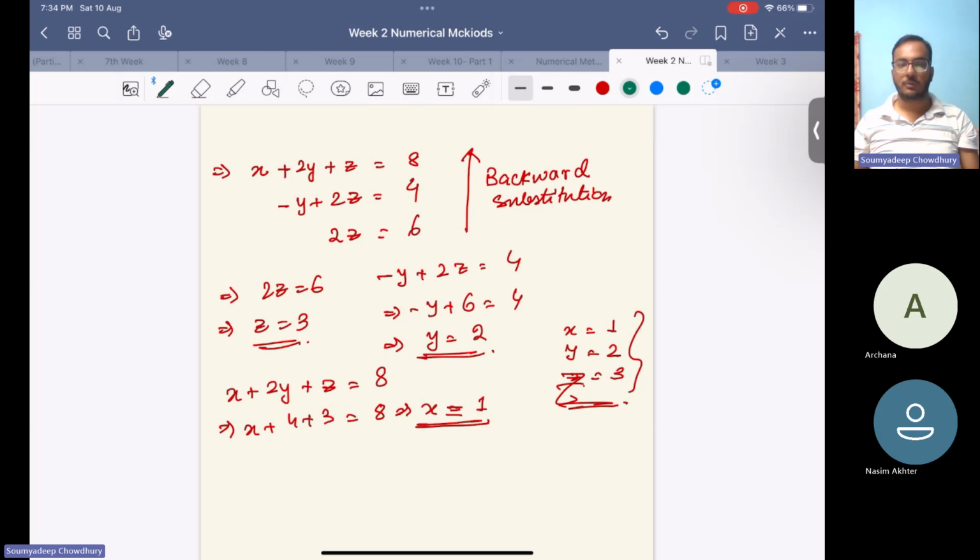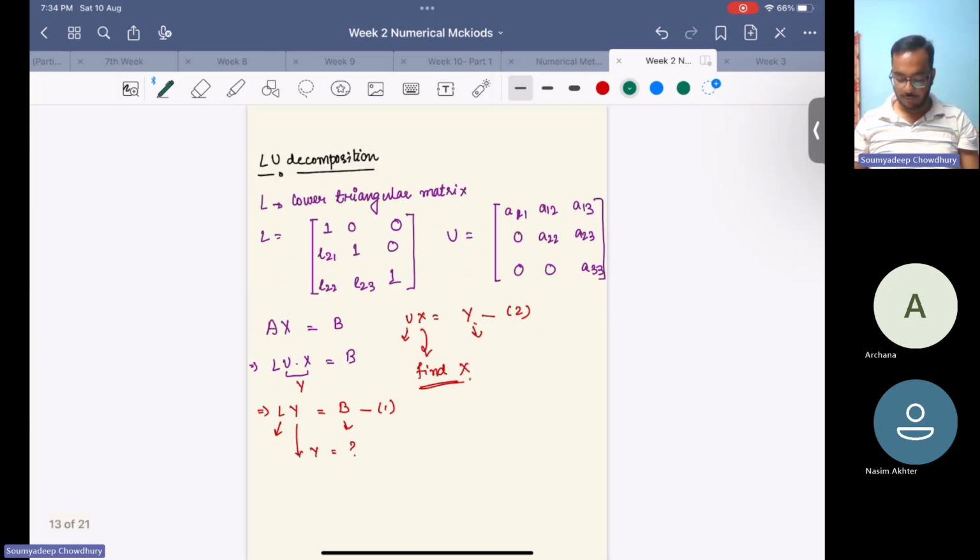Once you get Z, then you go to the next row. So there is a second row. So there you substitute this value of Z and find out Y. Once you get Y and Z, you go to the first row. There's a topmost row where you substitute these Y and Z values and get the value of X. So this is the basic principle of backward substitution.